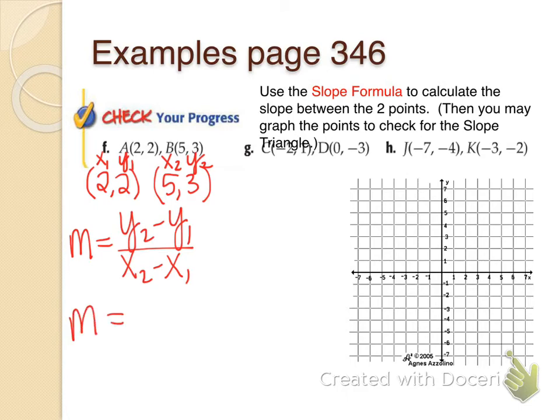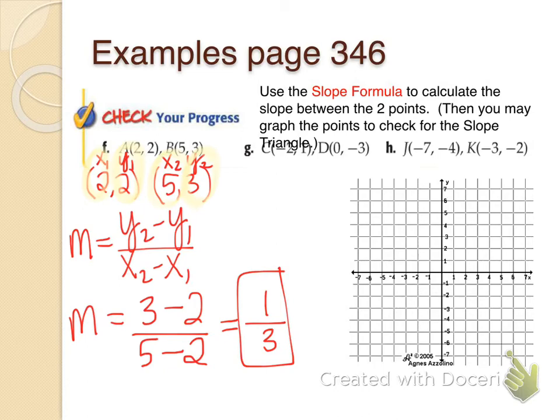Alright, so substituting, y2 is a 3, right here. 3 minus y1, 2, over x2 is 5, minus x1 is 2. Very important that you subtract there. If it's negative, make sure you use parentheses. 3 minus 2 is 1. 5 minus 2 is 3. So our slope in this case is 1/3. If you can simplify, remember to simplify, but leave it as a fraction. Do not change it to a mixed number.